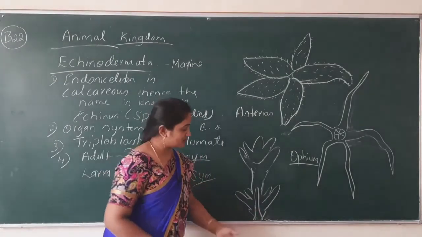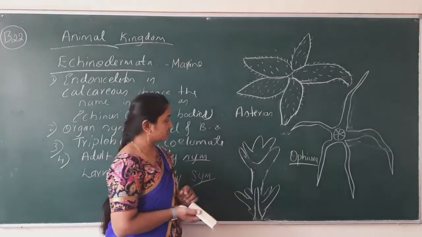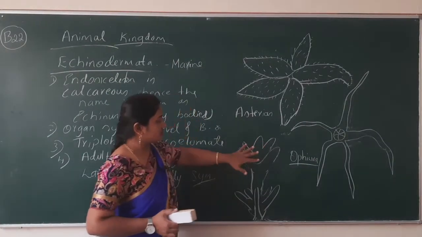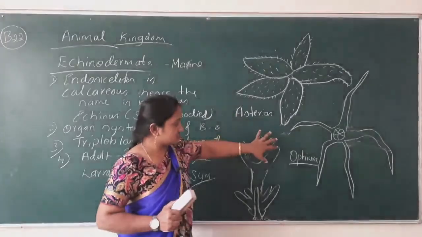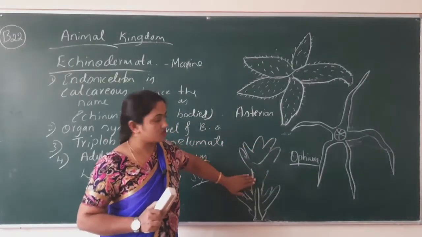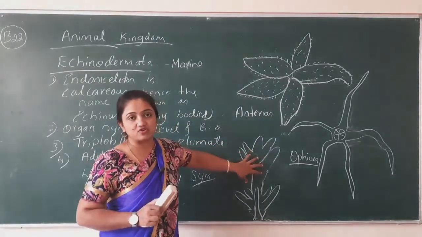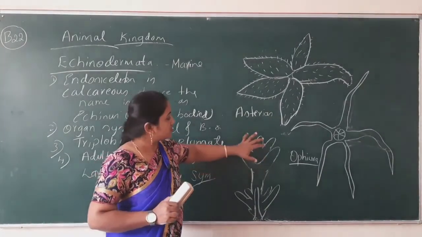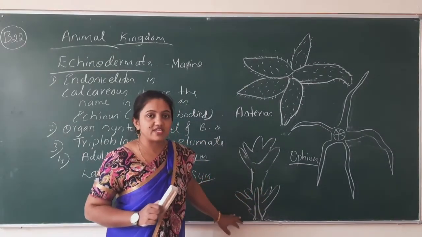Some more organs are there, but this is not that important, my dear students. That's why I am not drawing this in a clear manner. So just imagine, look at this diagram. This is somewhat what the larva of echinoderms looks like. If the larva is like this, how do we have to cut the animal?